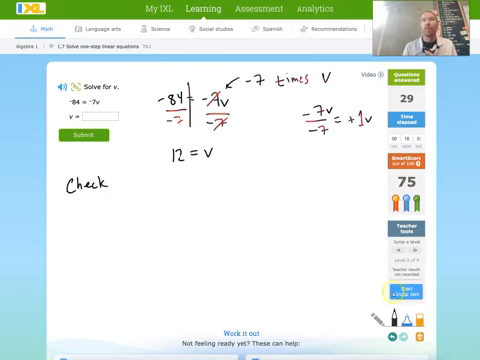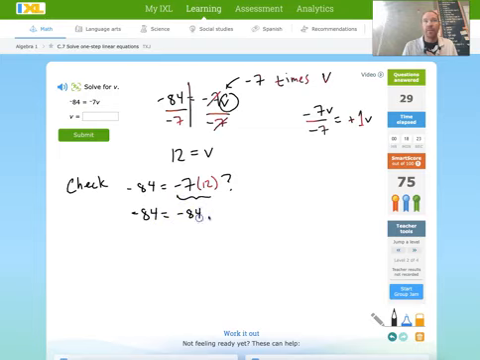If we put a positive 12 right there, do we get a true equation? Is negative 84 equal to negative 7 times positive 12? Again, grab your calculator if you need to, but yeah, this works out. Negative 84 on the left, negative 7 times 12 is negative 84. That's true. So this is a good solution. Okay? So I'm going to show you a couple mistakes.